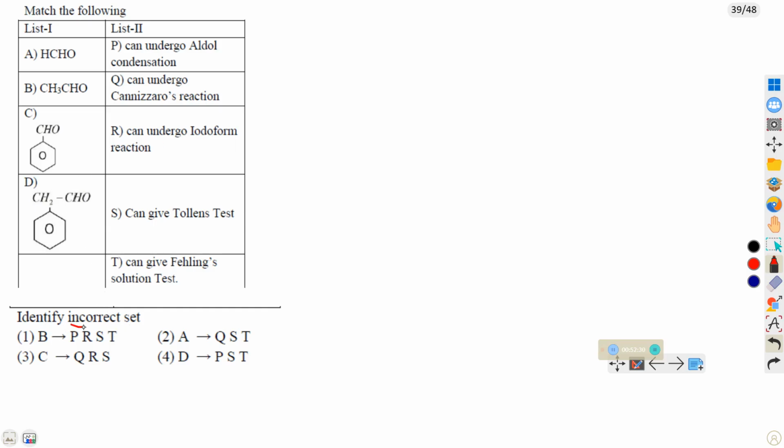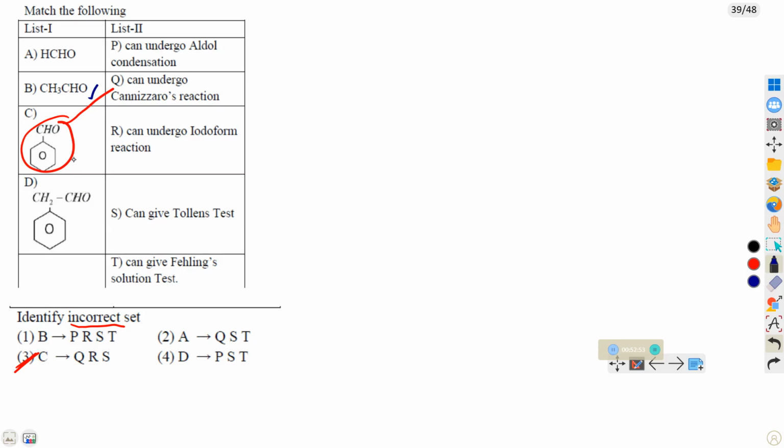Identify incorrect set. Incorrect set is third one. CHO, benzaldehyde. Benzaldehyde participates in Cannizzaro reaction. That is correct.